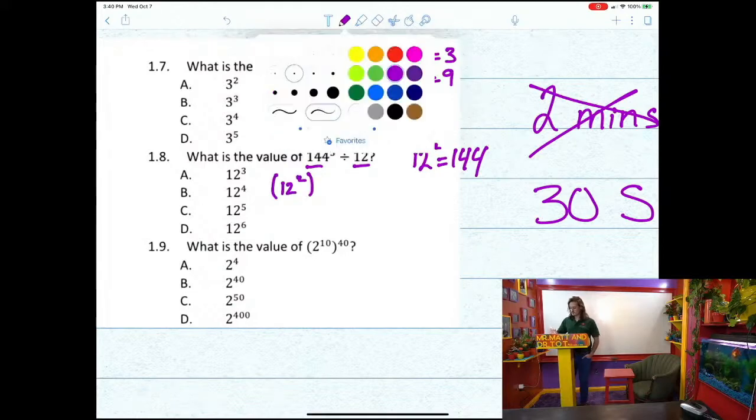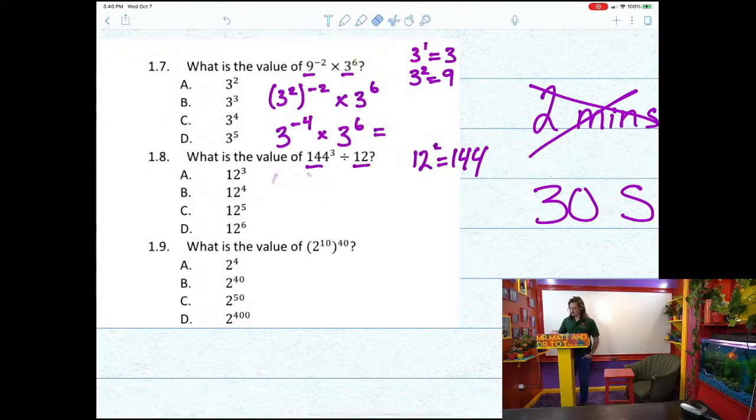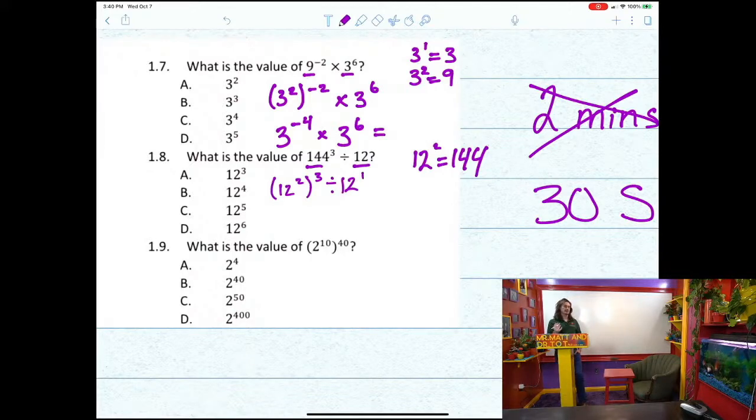Get a smaller pen here. So I'm going to write 12 squared quantity cubed, because we still have that cube hanging outside the parentheses, divided by 12 to the first power, because 12, if it doesn't have an exponent, then the exponent is implicitly 1. So now you have a power of a power, so this is going to become 12 to the 2 times 3 power, which is 12 to the 6 power, divided by 12 to the first power. And you can simplify from there.